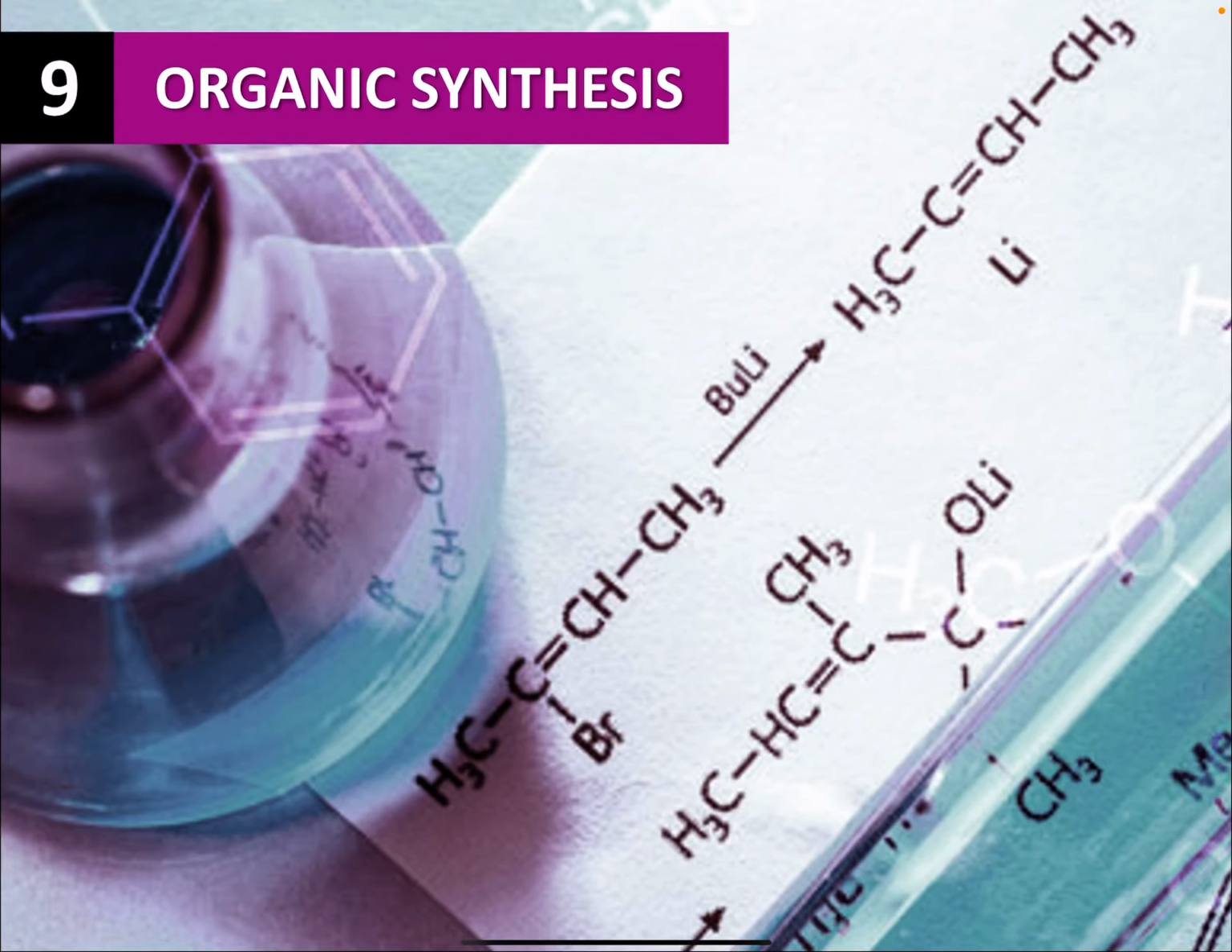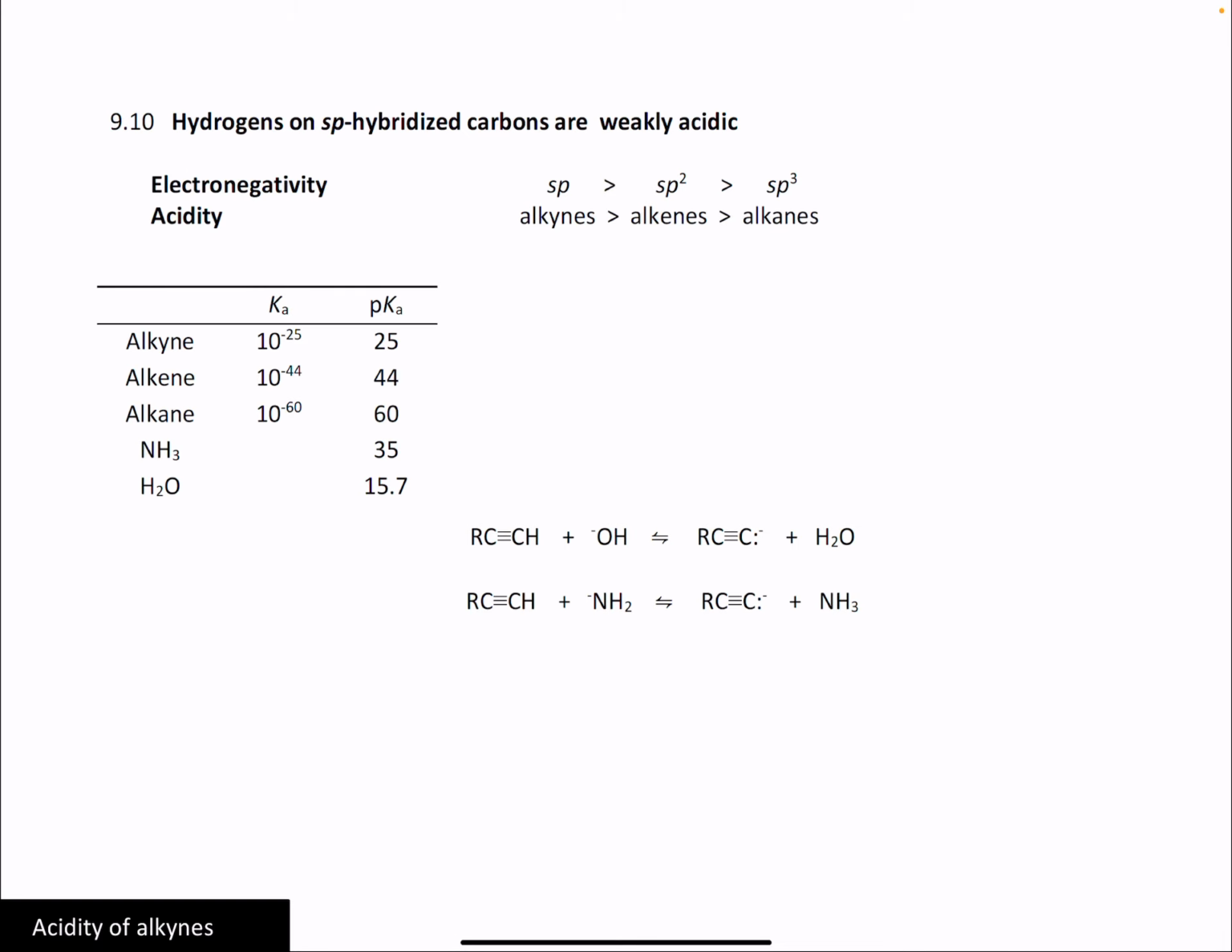We've seen some examples of organic syntheses now with alkenes, but now we're going to learn how to make a carbon-carbon bond using the so-called acetylide anion, and that's going to open up a whole bunch of doors for synthesizing different kinds of compounds.